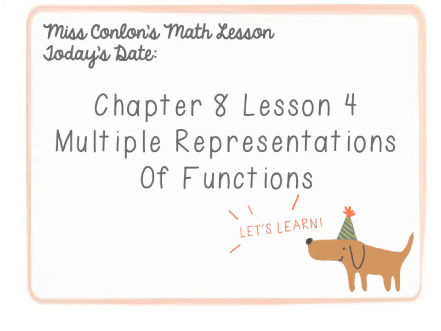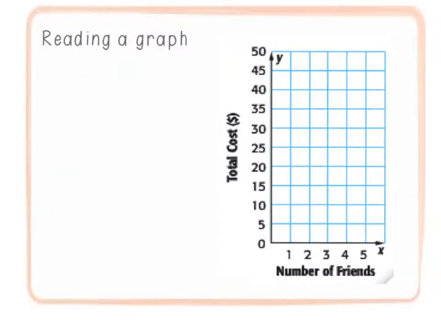Hello, today's lesson is Chapter 8, Lesson 4, Multiple Representations of Functions. In this lesson, you need to be able to take a graph and work backwards. We've been given a function table or an equation and then graphed. Now we need to work backwards and read a graph and then create that function table in order to get the equation.